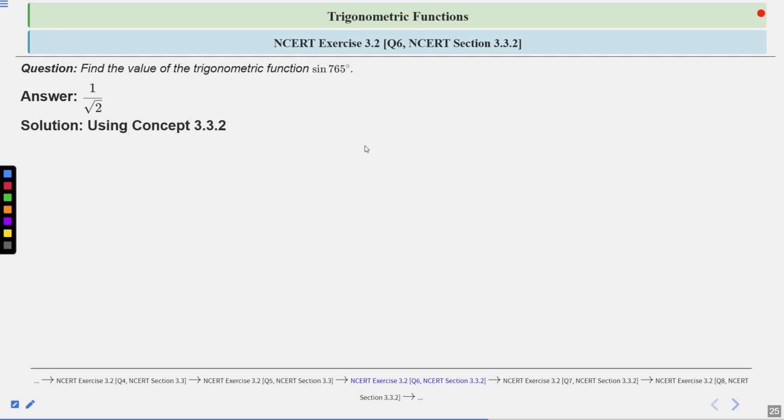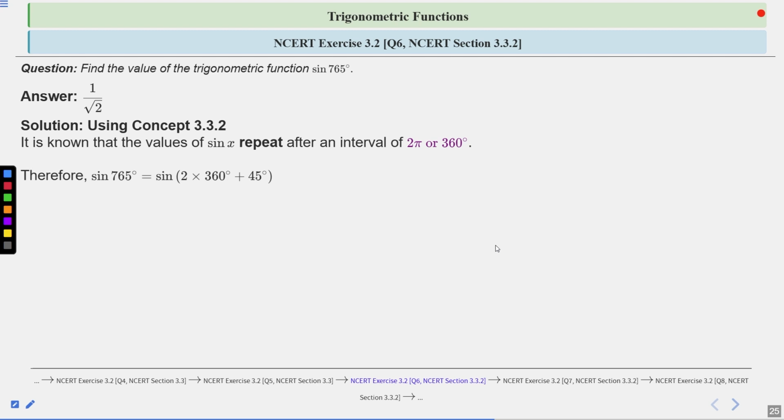Let us see the solution part. It is known that the value of sin x repeats after the interval of 2 pi or 360 degree. Therefore, sin 765 degree can be written as sin (2 into 360 degree plus 45 degree), which is equal to sine 45 degree, which is equal to 1 upon root 2.